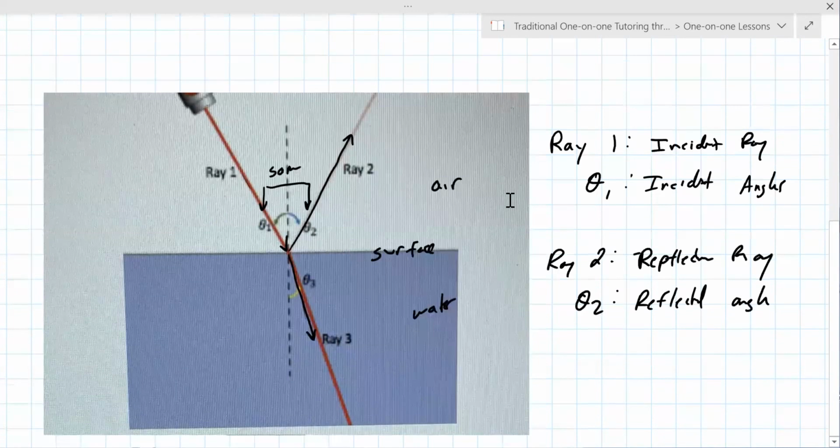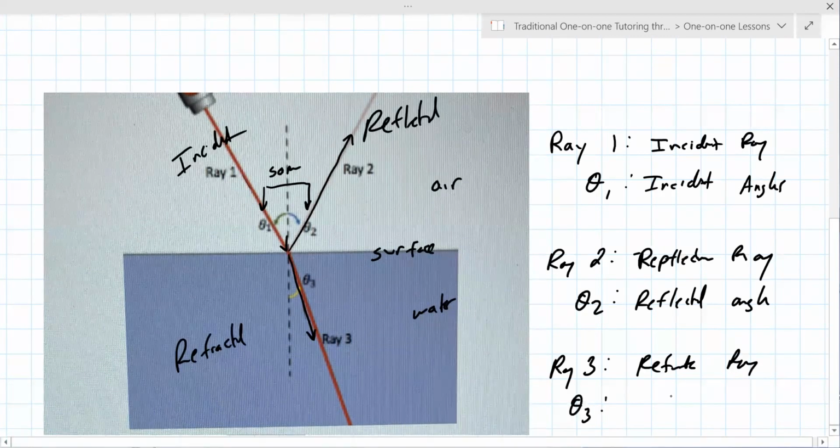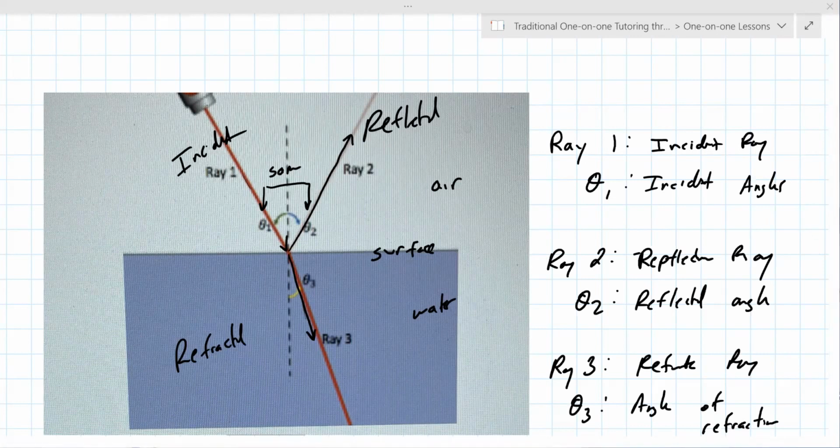Okay, back down here though, and then ray 3 is the refracted. So you can think of this as the refracted region. This is the incident, and this is the reflected. Okay. So we've got the refracted ray, and then theta 3 is the angle of refraction. Okay. Is that okay? All clear? Yeah. Okay. Let me keep going here.